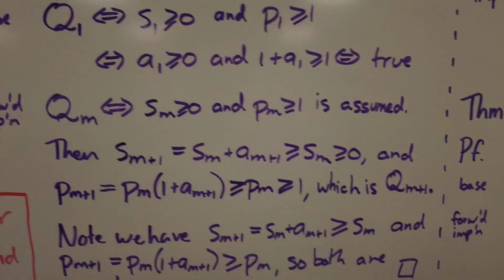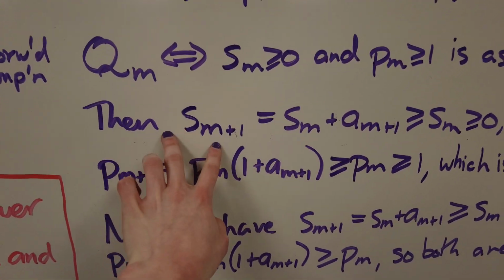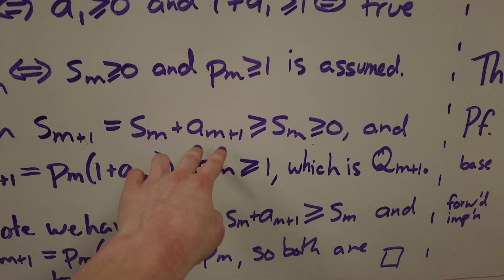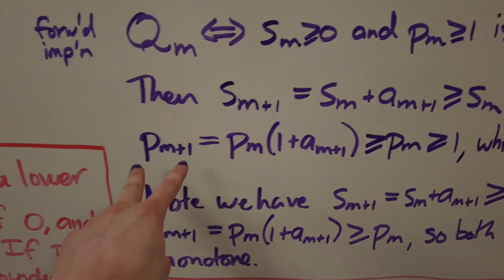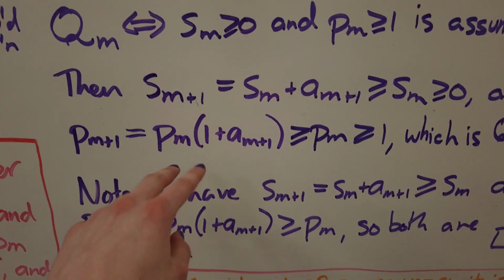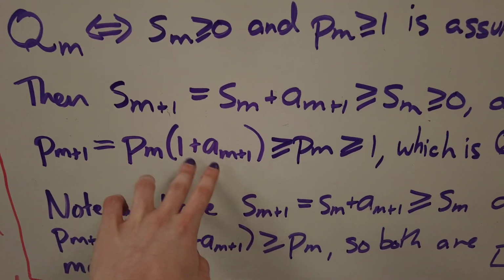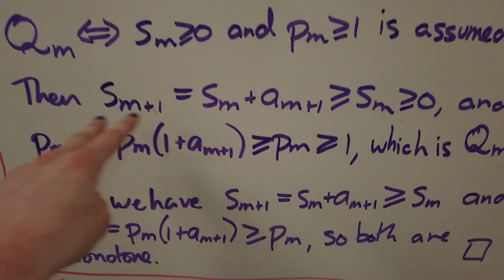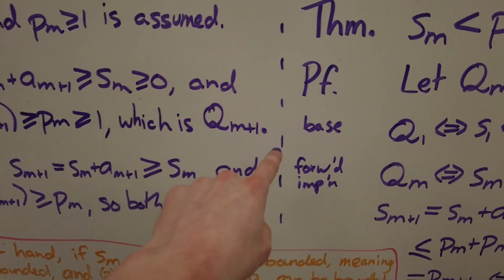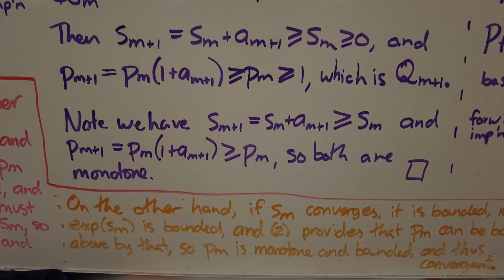But now, the induction step. We're going to assume these, and we're going to look at the next partial sum, add the next term, and this is positive, so it's at least this, okay? And the next partial product, well, Pm is positive, and 1 plus a positive number is at least 1, so if you multiply a positive number by a number at least 1, it's at least that number. So that proves the induction, and next we just have to show that they're both monotone.